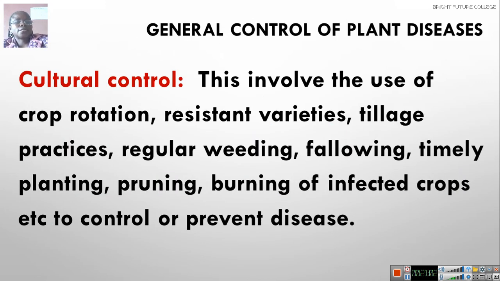I want to start with cultural control. What do you mean by cultural control of disease? The use of crop rotation, that is cultural control. Use of resistant varieties, tillage practices, regular weeding, fallowing, timely planting, pruning, burning of infected crops, etc. All these are cultural control.